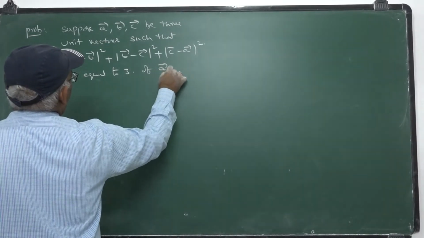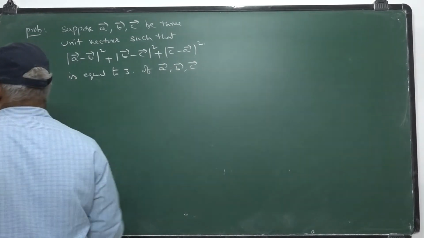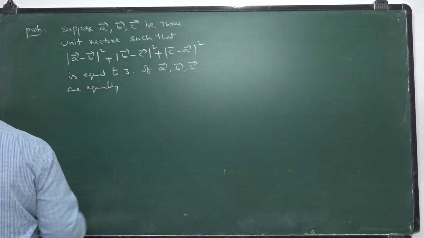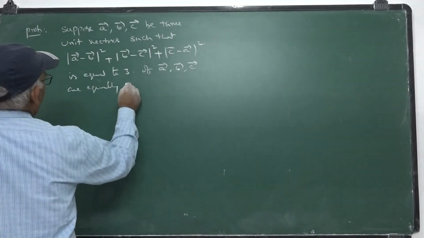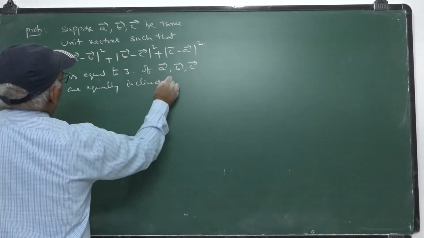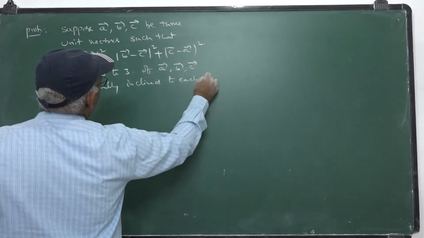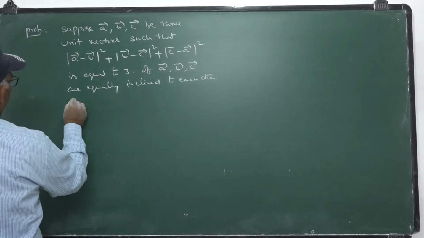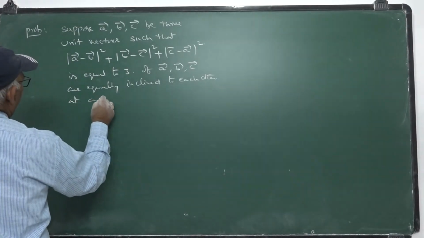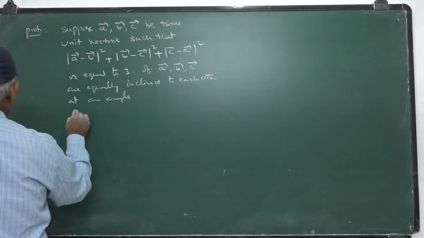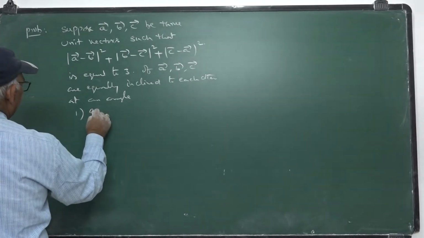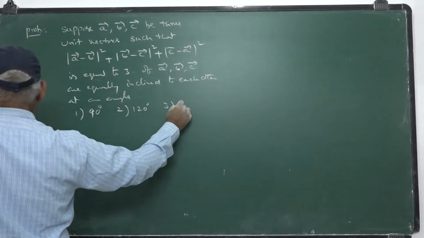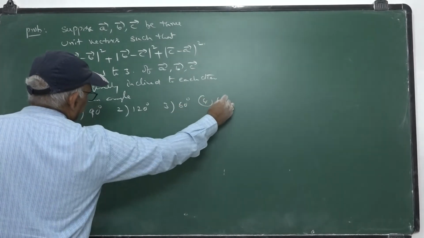If A bar, B bar, C bar are equally inclined to each other at an angle, the options are 90, 120, 60, and the fourth one is 45.